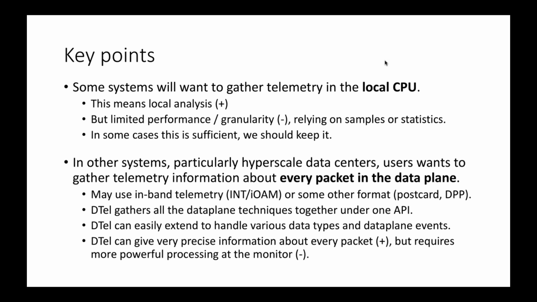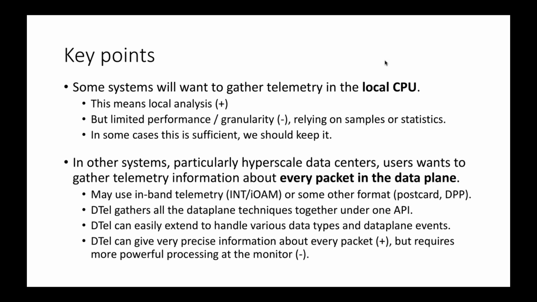And we built in general a very flexible and overarching API for all the data plane type of telemetry that we've seen. But at the same time, we see the great use cases of the existing TAM or control plane based APIs. For example, this means that the local CPU can do some analysis or more processing of the data before reporting to the outside of the switch. This is great, but it also has a limited performance and granularity, which means that it needs to rely on samples and statistics. So in many cases, that could be just sufficient.